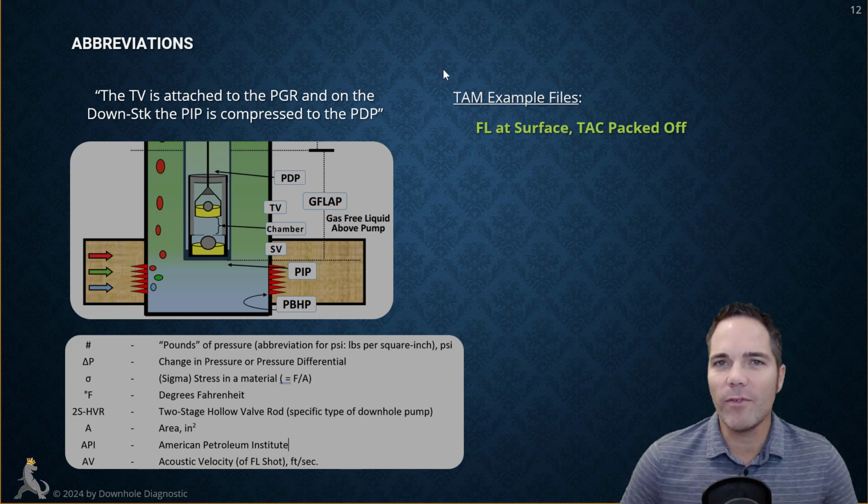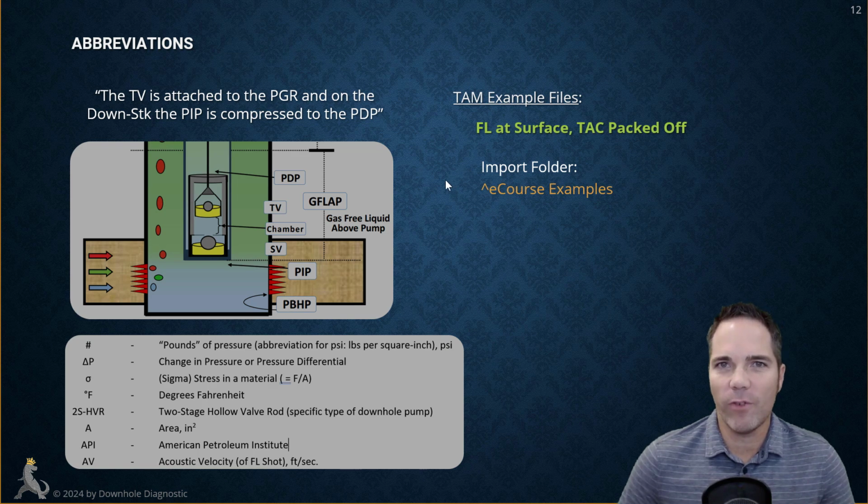There are some example files for TAM. This is Total Asset Management. This is the Echometer software that you're going to use if you're using the wireless equipment from Echometer. It is free software that you can download from their website, but there are some example files that we will look at together as a class. So for example, this might pop up on a slide. Here is the name of the well file that you can look up. And if you import it and you do not change the folder that it imports into, this is going to be the default folder it will import into in your TAM software. It's going to be eCourse examples.